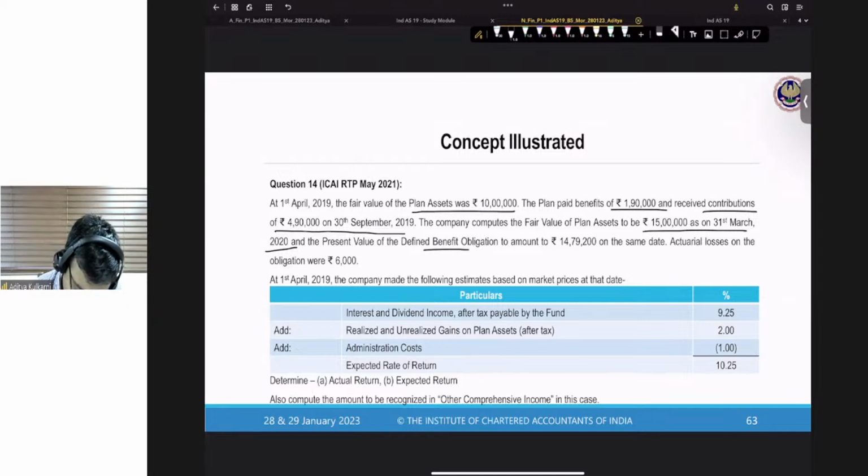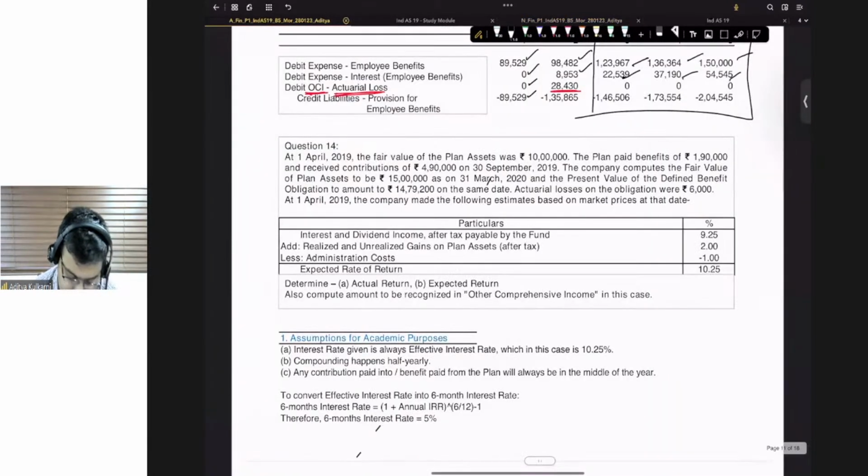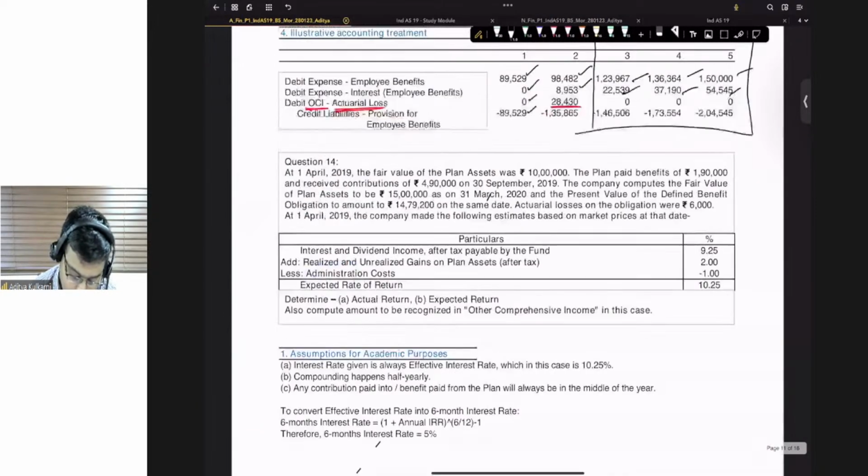The present value of the defined benefit obligation amounts to 14,79,200 on the same date. Actuarial losses on the obligation were rupees 6,000. At 1st April, the company made the following estimates based on the market prices at that date. Interest and dividend income after tax payable by the fund is 9.25%. Add realized and unrealized gain on plan assets after tax is 2%. Administrative cost minus 1%. So expected rate of return is 10.25%. Determine the actual return and the expected return and also compute the amount to be recognized in other comprehensive income.